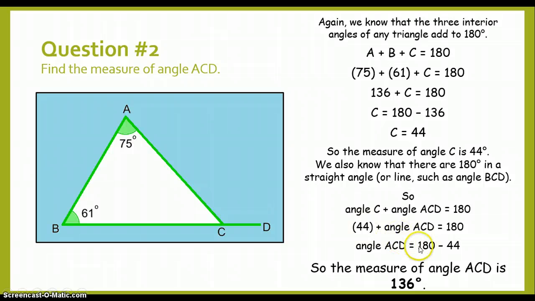So when we subtract 44, which we found angle C equals 44 degrees, we take 180 minus 44, and that gives us ACD. And when you take 180 minus 44, you get 136. So angle ACD equals 136 degrees.